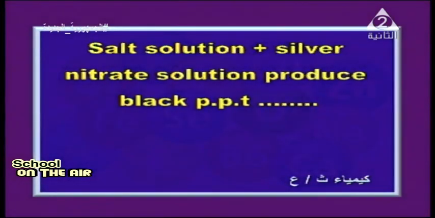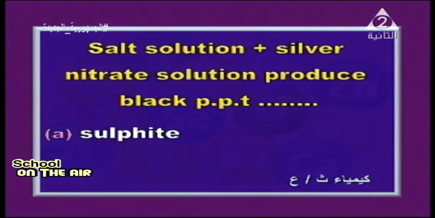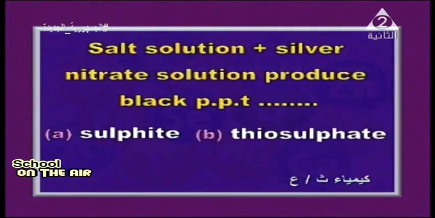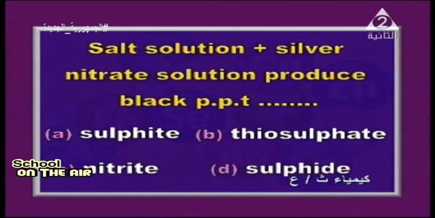Next point. Salt solution plus silver nitrate solution produces black precipitate. What is the radical here? Is it sulfite, thiosulfate radical, or nitrite, or sulfide? If you think about this type of acidic radical, yes, it will be sulfide.